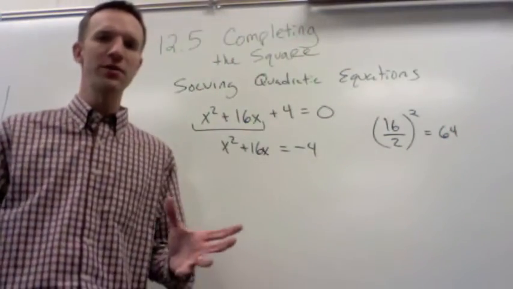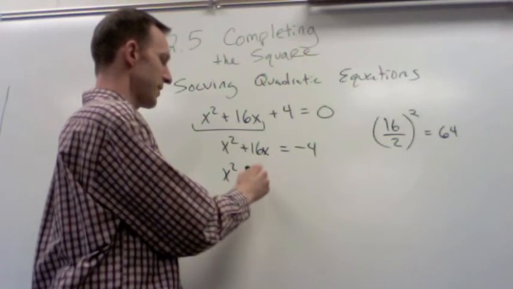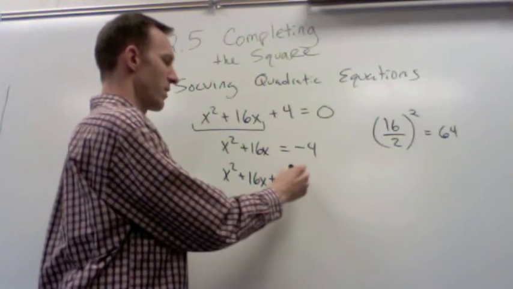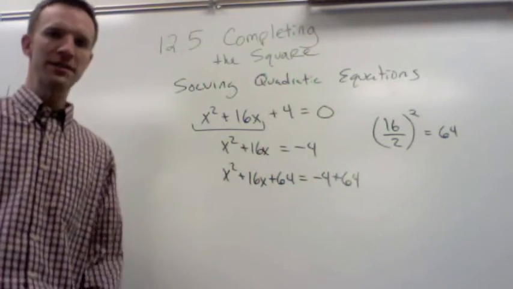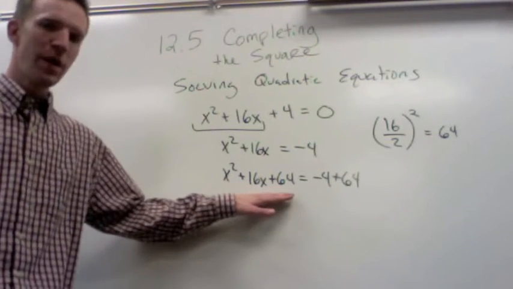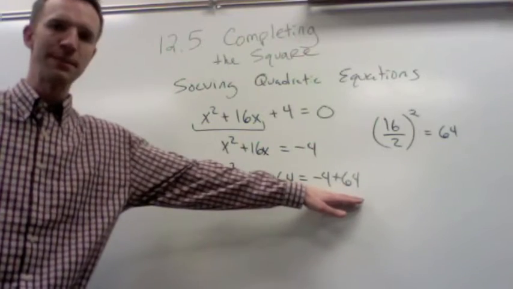So I'm going to add the value 64 to both sides of the equation. X squared plus 16x plus 64 equals negative 4 plus 64. That's my new equation. What I have on the left side is a perfect square trinomial. On the right, we're just going to simplify that.